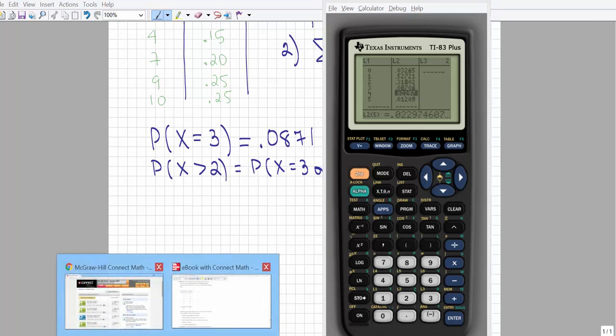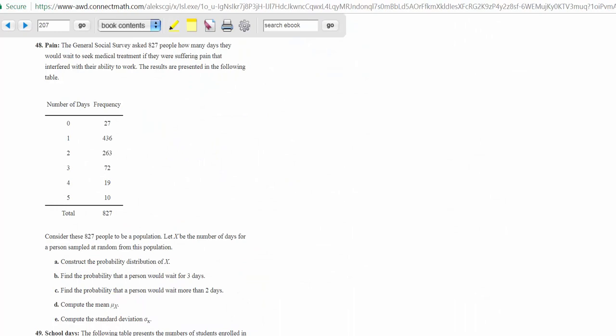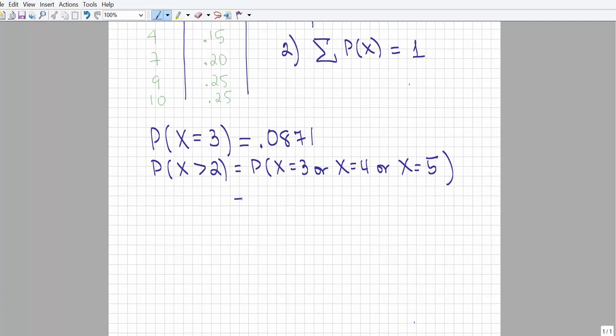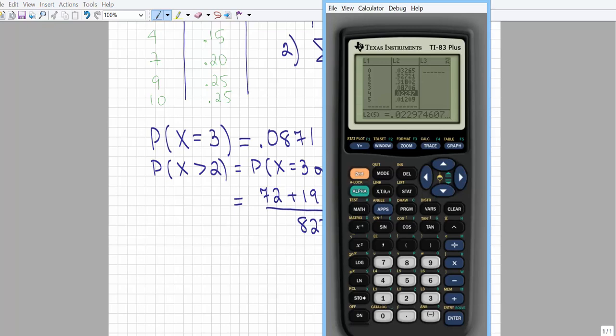So what are the frequencies? I have 72 plus 19 plus 10, divided by 827. Okay, if you want to do this by hand, you can. So I'm going to do 72 plus 19 plus 10 divided by 827. That gives 0.1221.